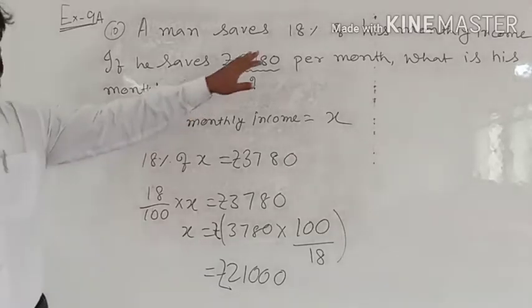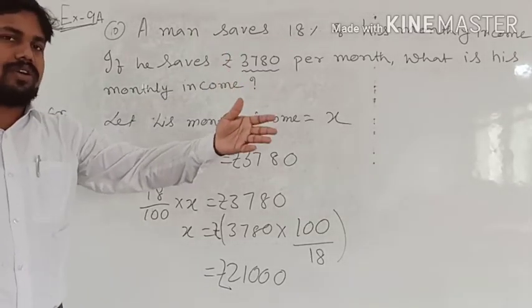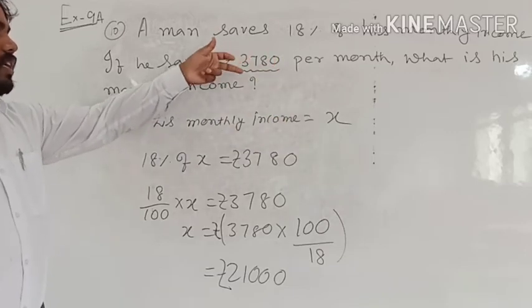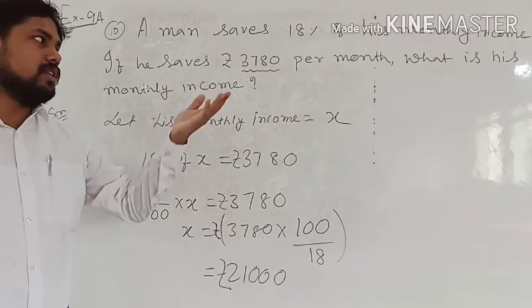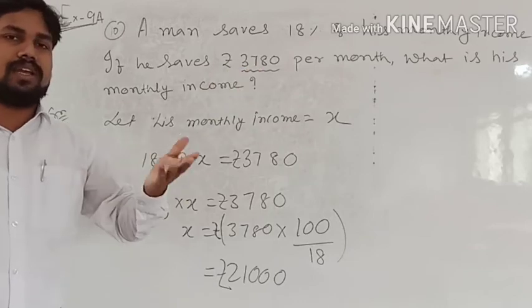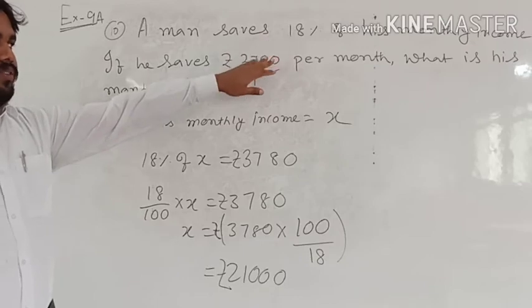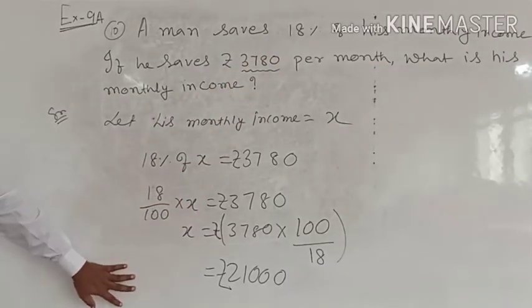Okay. So this is how you can solve this type of question. The value may be anything. Instead of 18%, it may be 15% also, it may be 19% also, it may be 35% also, and the saving may also be anything. Instead of 37, it may be 48, it may be 59. So whatever the saving and whatever the percentage given, the process for this type of question will be the same.